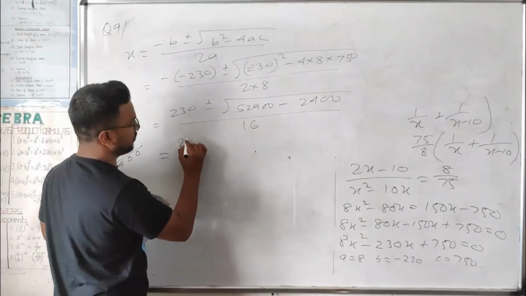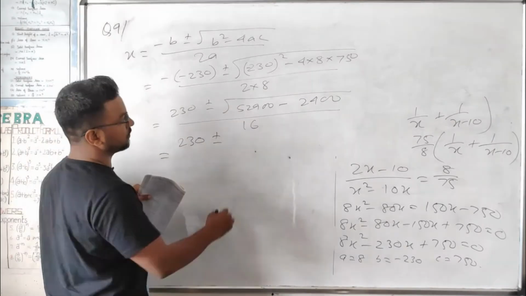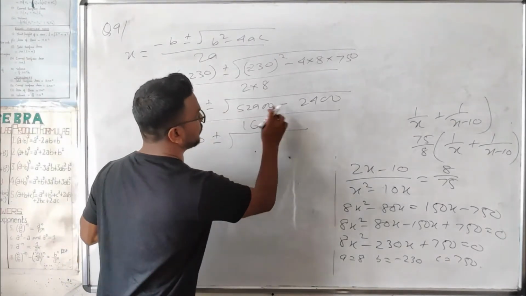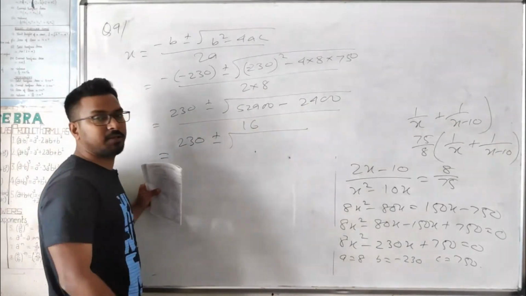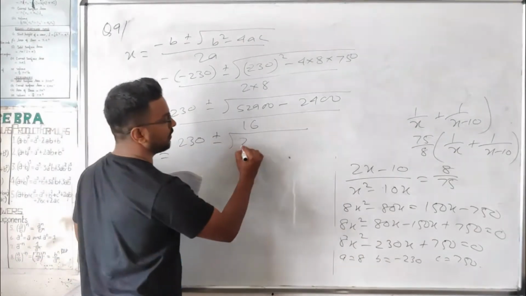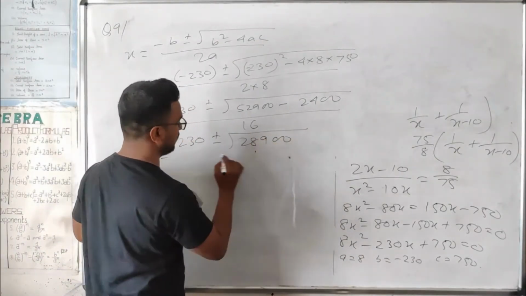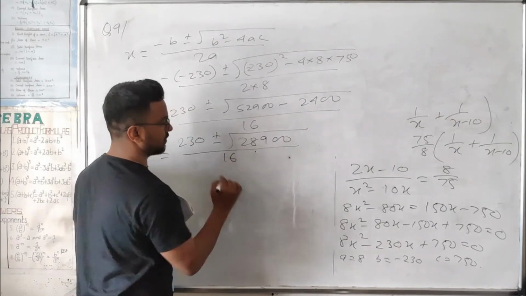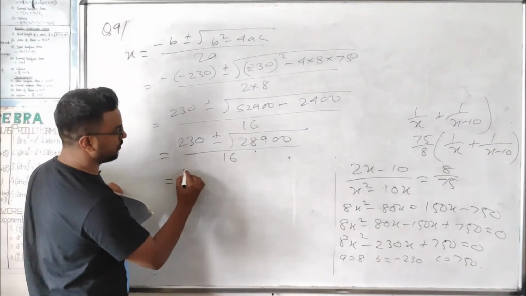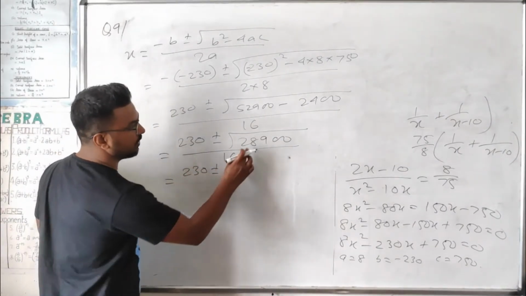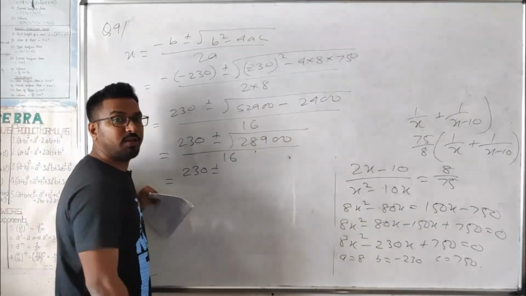Okay, so 230 plus minus, if you subtract this one, how much will you get? We will get 28900. Okay, this is 16. Clear? Next, what will we do? 230 plus minus 289. Square root of 289 is how much?